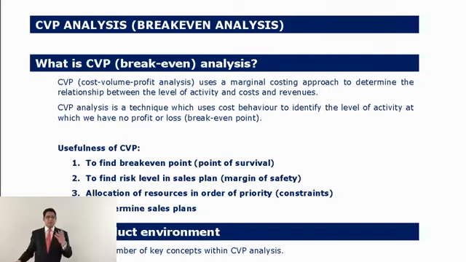So, in using marginal costing, if you remember marginal costing in decision making, we find out a very suitable relationship between the level of activity, costs and revenues. If we increase our volume of activity or number of units, because the fixed cost stays the same, the profitability increases. It's a very useful technique which uses the cost behavior to identify the level of activity at which we have no profit or loss, or break-even point, and that gives us a point of survival.